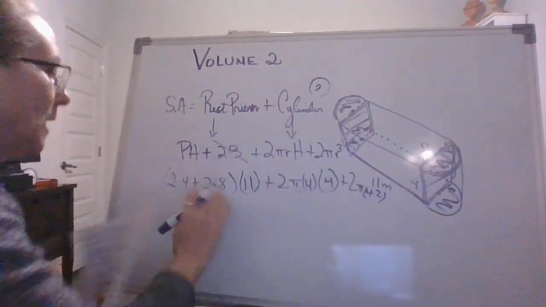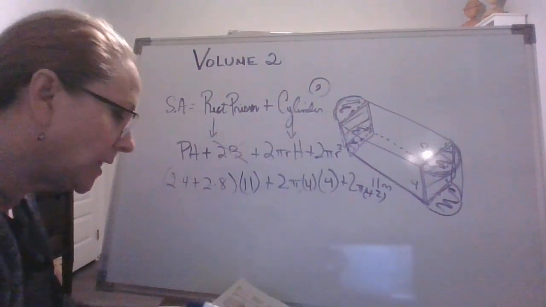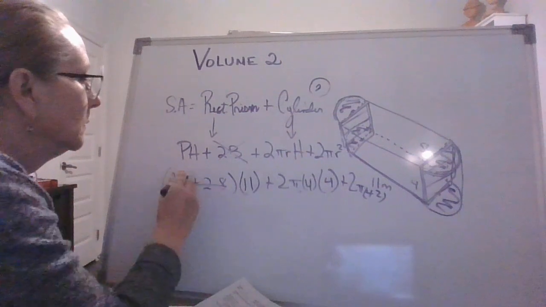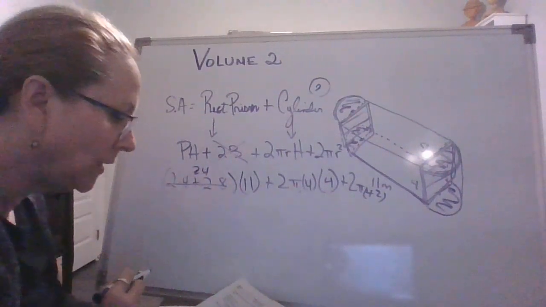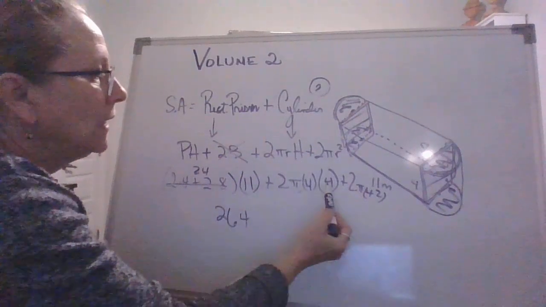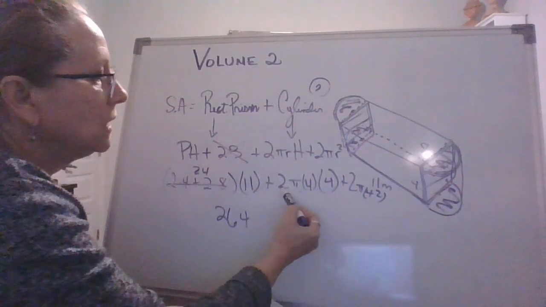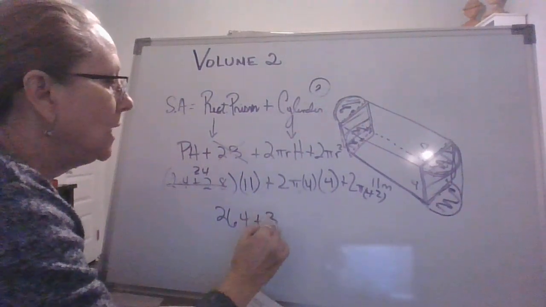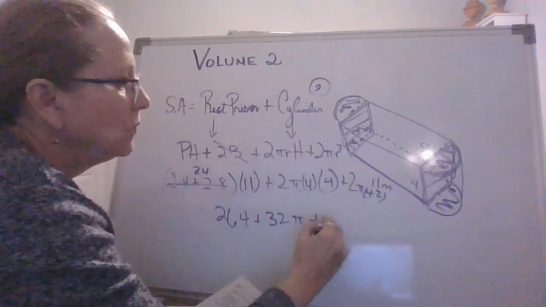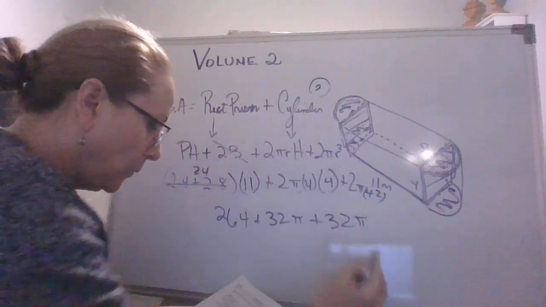So just to simplify this, I have 24 for the perimeter times 11. That comes out to 264. And then I ended up with 4 times 4 is 16 times 2 is 32 pi here. And I ended up with 4 squared, 16 times 2. I ended up with another 32 pi.